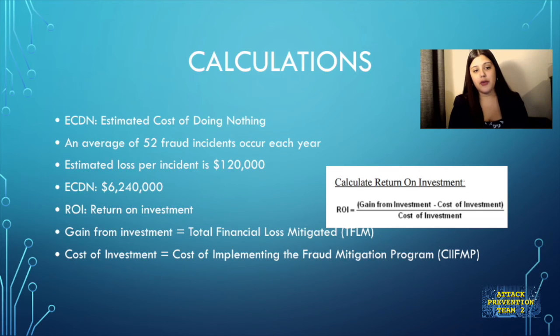In order to get the return on investment, or ROI, we would have to determine the cost of implementation of our insider fraud mitigation program. At this stage, we don't really know what the cost of implementing our program would be, but once we do know, we are going to apply the formula to calculate the return on investment, so that this way we can calculate the contribution that every control has towards reducing the estimated cost of doing nothing.